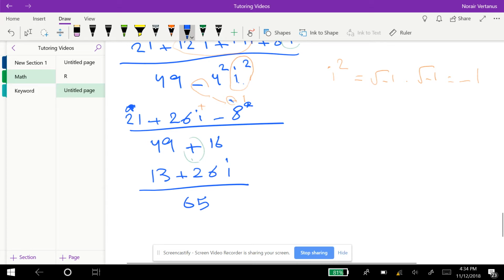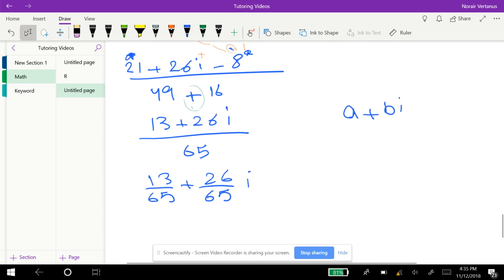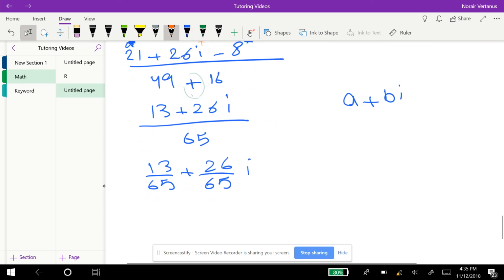65. So this is final, but we want to simplify it into the form a plus bi. This 65 is for both of those, 13 and 26. Both of these are divided by 65, so I'm going to separate them. I'm going to say 13 over 65 plus 26 over 65 i. If it is possible to simplify each one of these fractions, we do it. If it's not, just leave it like that. Now this is in that form, a plus bi.